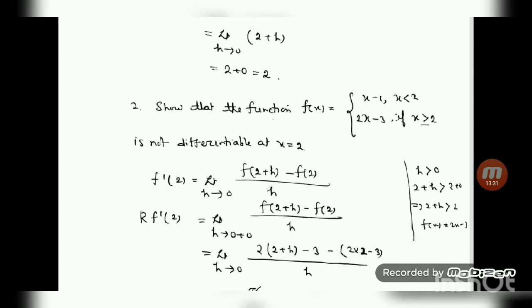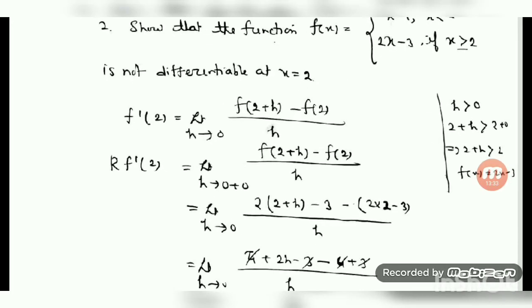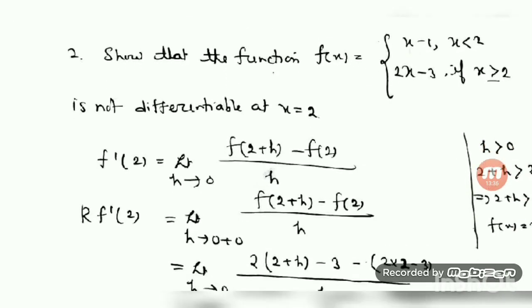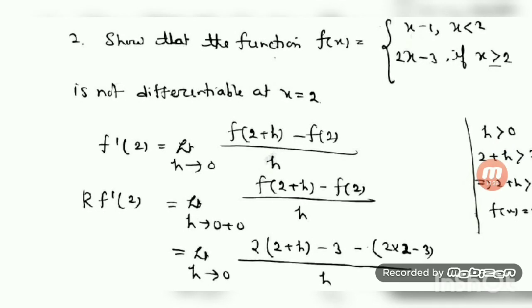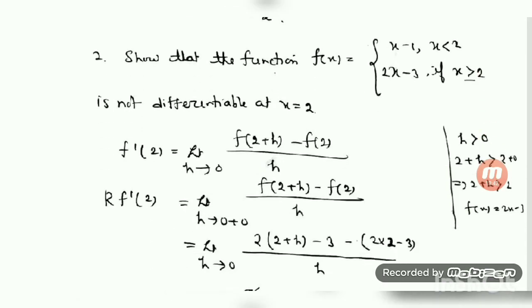Okay, now let us find out the differentiability of this function. The function is defined by x minus 1 for x less than 2, and twice x minus 3 if x greater than or equal to 2. Here we cannot find the derivative directly by the limit, because for greater than 2 and less than 2 the function is defined in 2 different ways. Right? So we have to separately do the left hand derivative and right hand derivative.